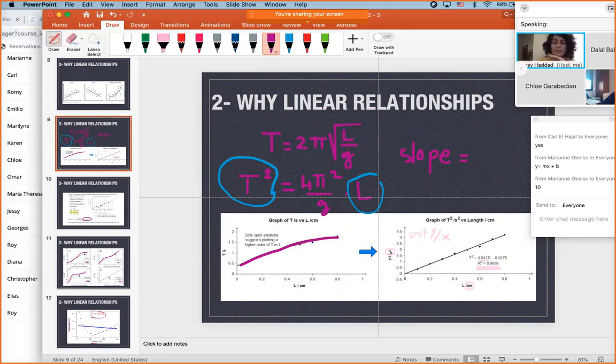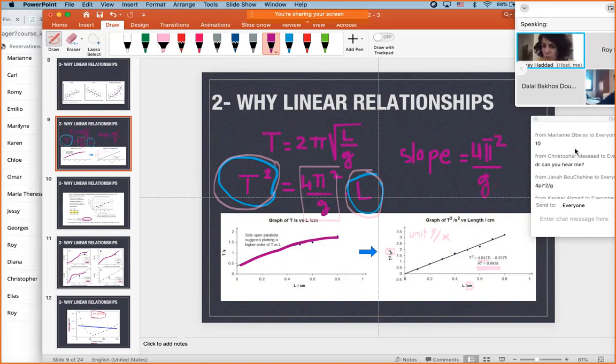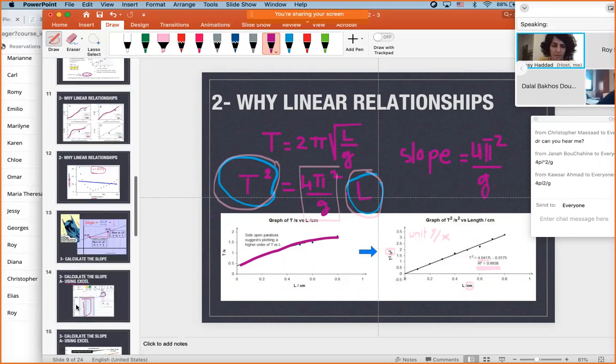Anyone else? Is it 4 pi squared over g? Exactly. This is y, this is x, therefore this is the slope. So yes, the slope is 4 pi squared over g. That's so true. By the way, who just answered? Is it you, Roy? Yes. All right, thank you so much.